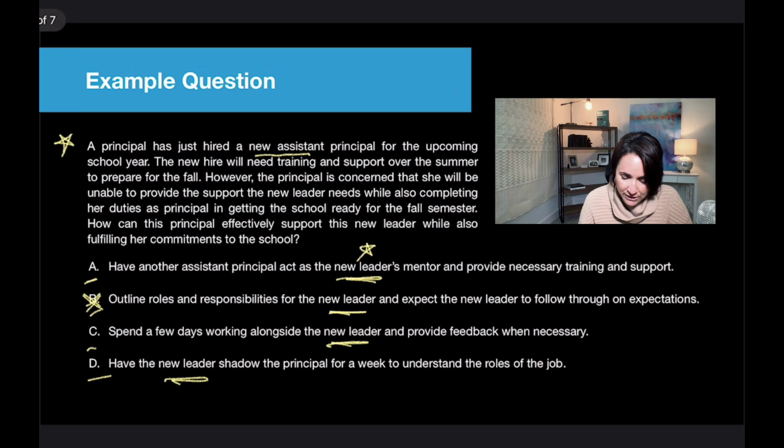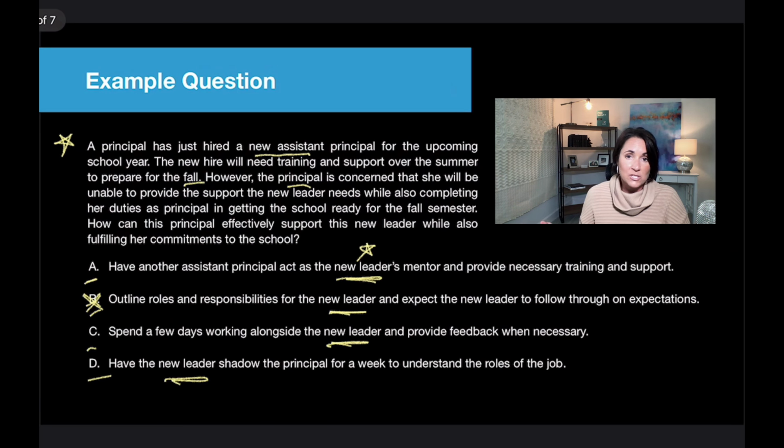The new hire will need training and support over the summer to prepare for the fall. So we hired the new assistant principal. The new assistant principal is going to train over the summer and get ready to go in the fall. However, the principal is concerned that she will be unable to provide the support the new leader needs while also completing her duties as principal and getting the school ready for the fall semester.